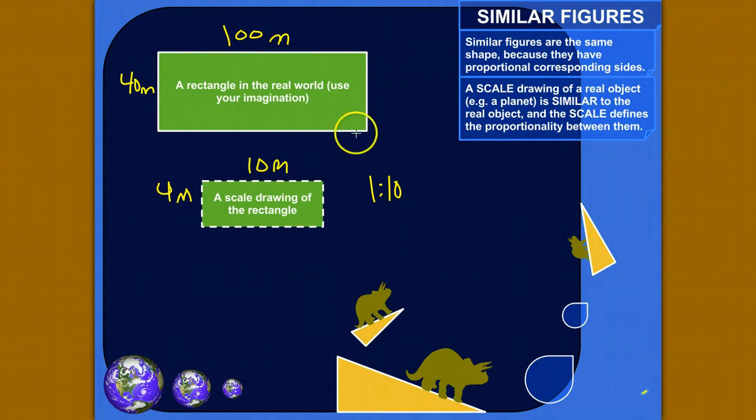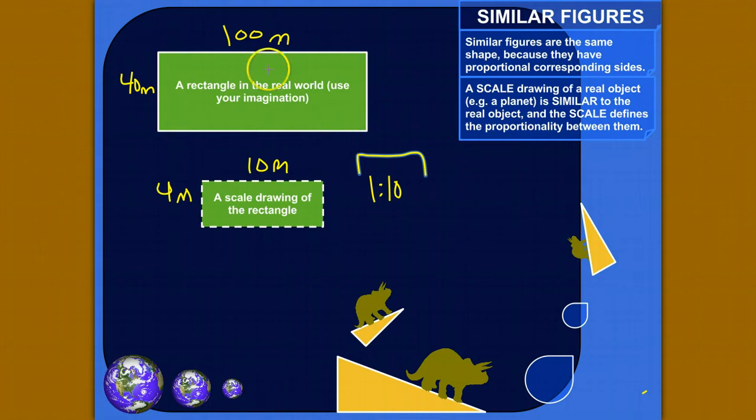So here's my scale drawing, and here's the scale. What this is saying is 1 meter on the scale drawing is equivalent to 10 meters in the real world. So this is 10 meters across, but really what that is representing is something that's 100 meters across. 10 times 10. So that's the scale, and I want to show you that these objects, the real rectangle, the mysterious green rectangle that nobody knows what it's for, and my scale drawing of it are similar figures.